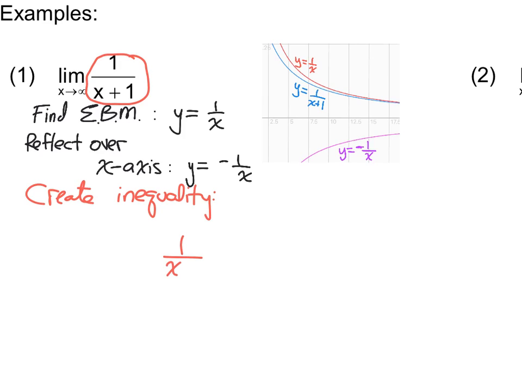1 over x plus 1 is going to be in between negative 1 over x, and actually let me get rid of the equals, because I'll explain it in a second. It's in between negative 1 over x and 1 over x.